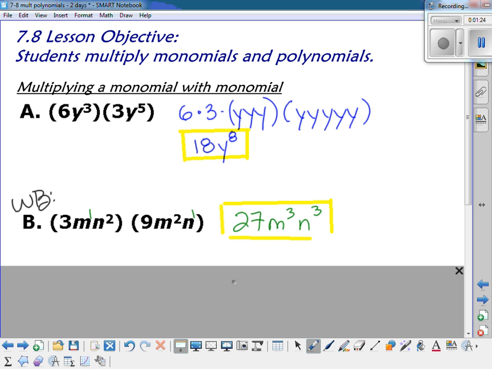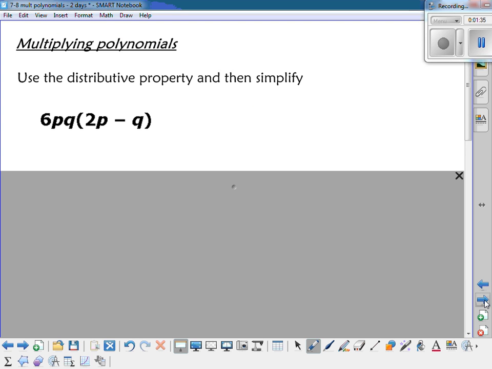Feedback is appreciated. Okay. All right, so let's move on then, and let's look at multiplying polynomials. First, we're going to start off with just doing a monomial times a polynomial. So all that involves is using the distributive property. So we're going to use the distributive property, and then we're going to simplify it.